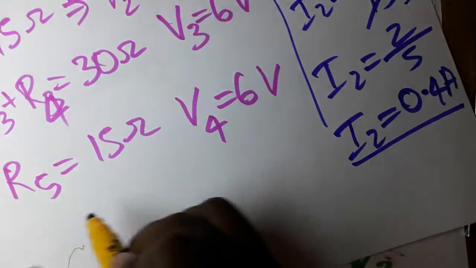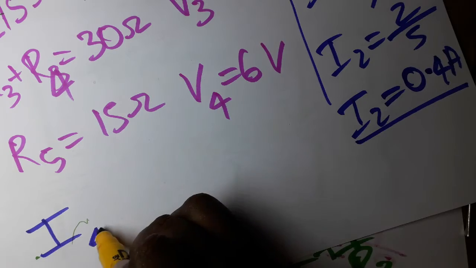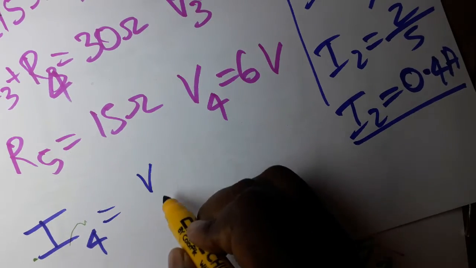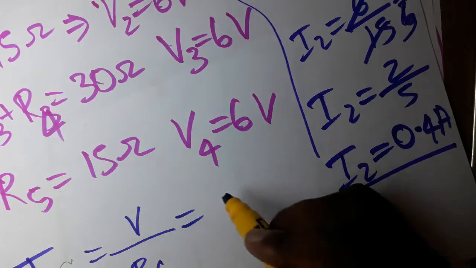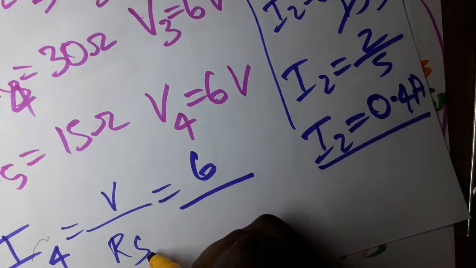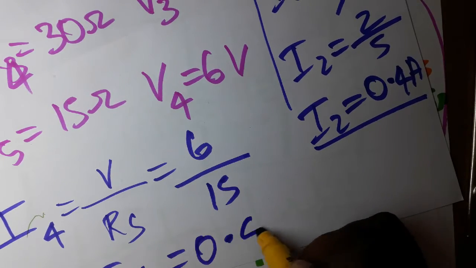Okay, R5 is also the same combination. We will take this as I4. I4 is equal to V divided by R5. V is 6, R5 is a resistance of 15. So I4, I am going to get as 0.4 ampere.